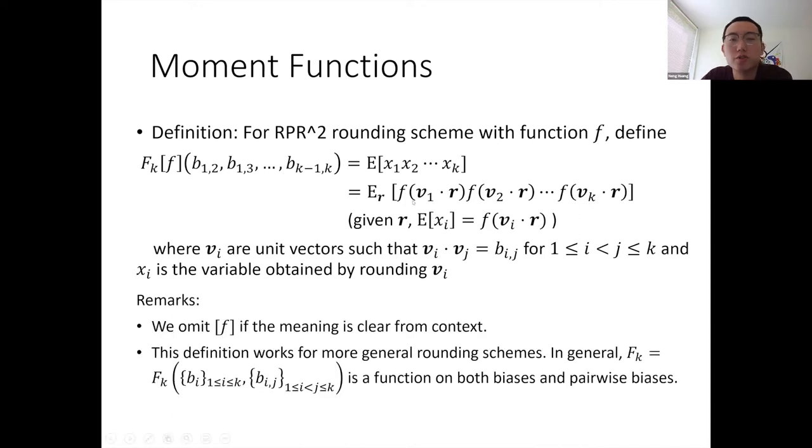We have a few remarks. First of all, we omit the bracket f if the meaning is clear from context. And this definition should also work for more general rounding schemes. In general, the moment function should be a function of both biases and pairwise biases. In our case, for the not-all-equal predicate, we can assume the biases are zero, so we can just omit them from the input arguments. But in general, the moment function is also affected by biases.